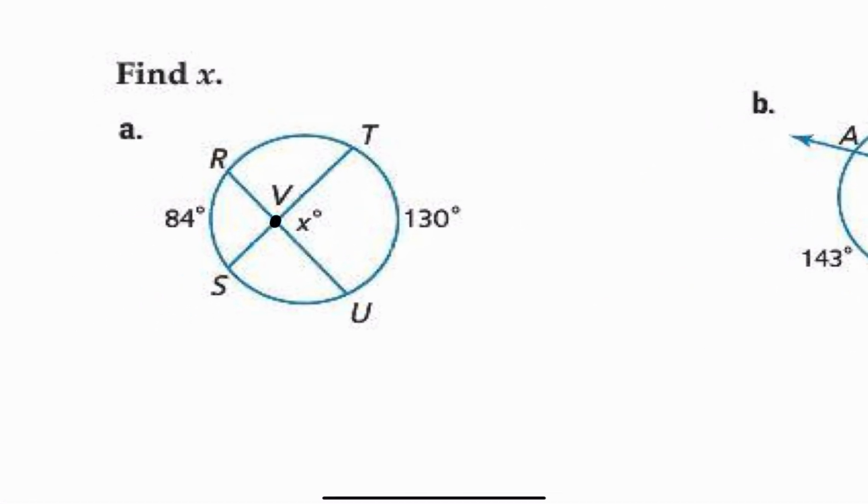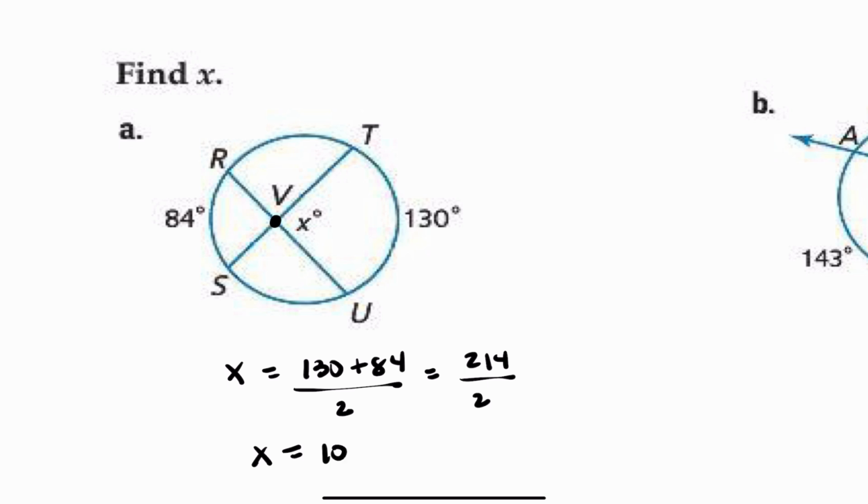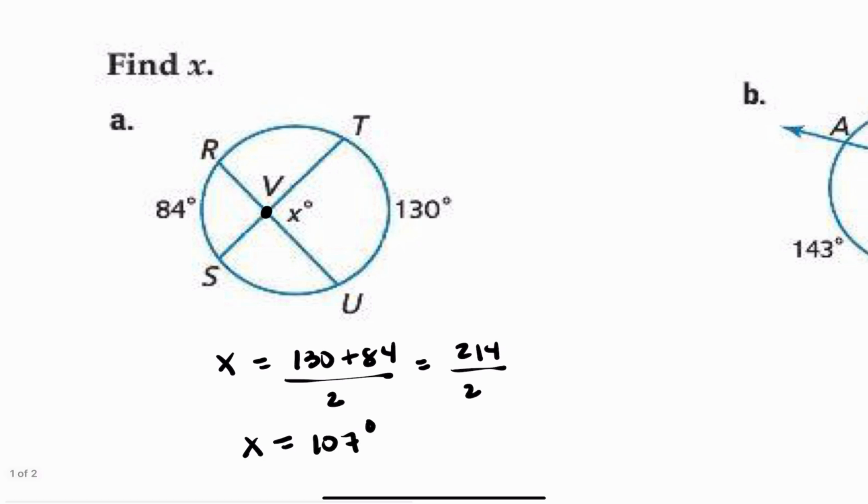Okay? So let's take a look at some examples here. The vertex is inside of the circle, and my goal is to figure out what x is. So here's x, that's the angle. It's the right angle, so that means I need to look at the right arc and the left arc, add them up and divide by 2. So here we go. I write x, the angle, is equal to 130 plus 84 divided by 2. You're going to get 214 over 2, and therefore x is 107 degrees, and that's your answer for A.